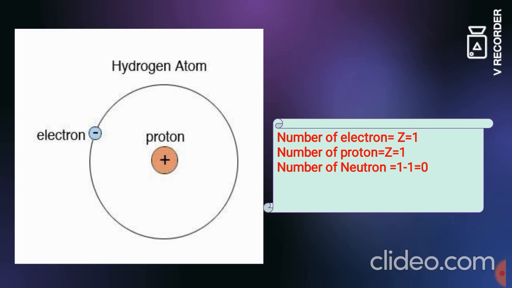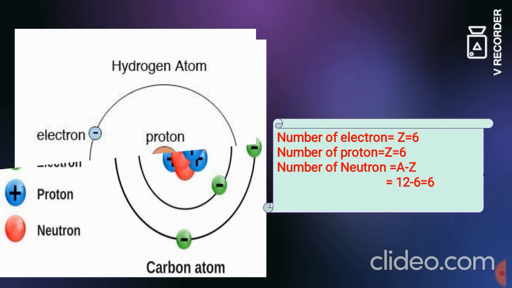It has one electron, so Z is equal to 1, and proton it is 1. And for neutron we have to subtract the proton from the mass number. So 1 minus 1 is 0, which means hydrogen has 0 neutrons, 1 proton and 1 electron.